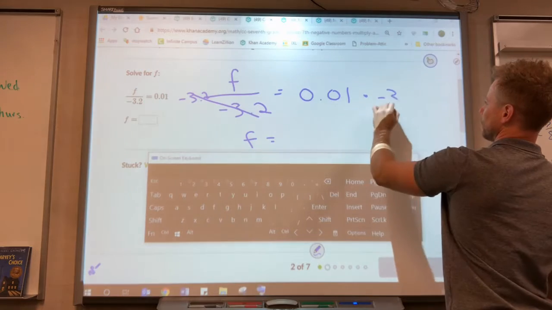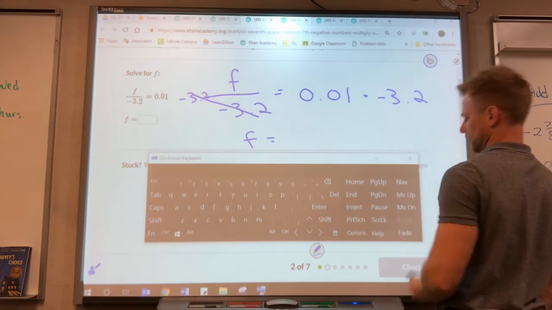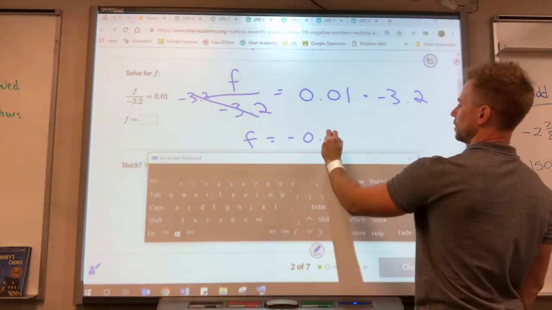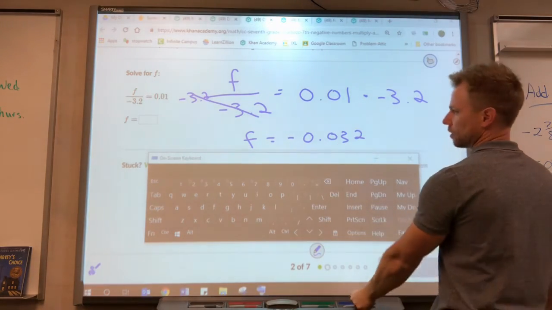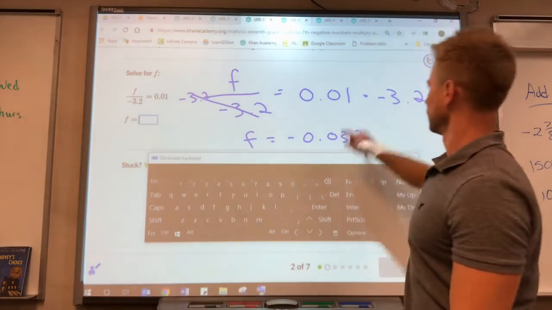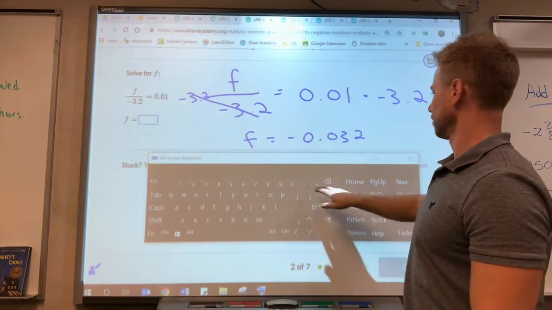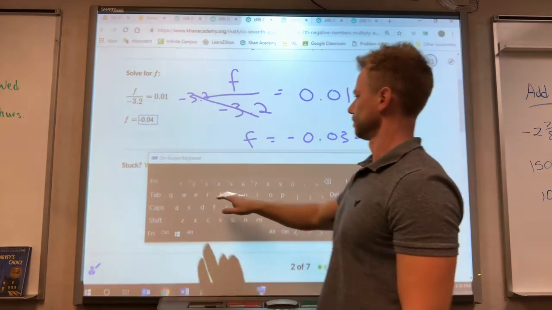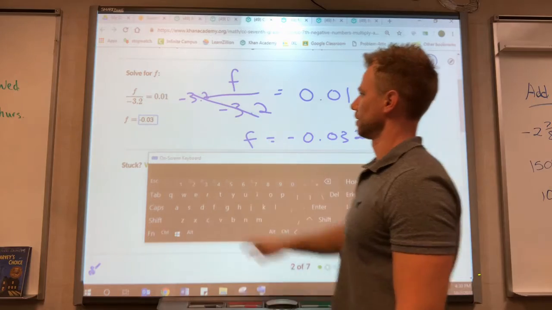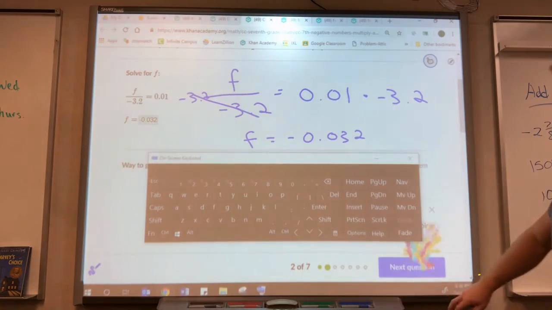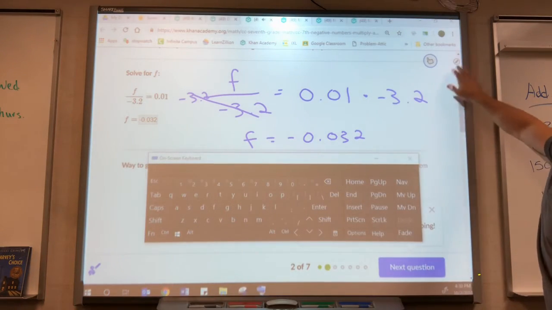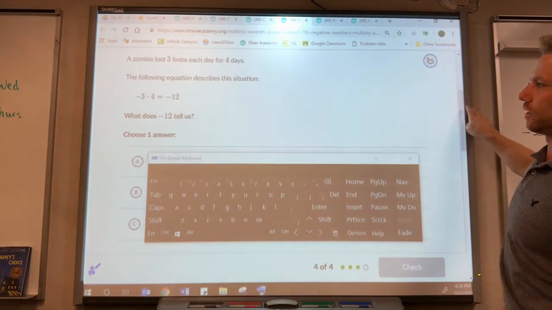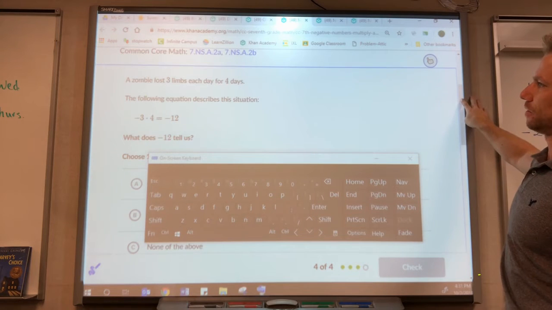What we do on one side, we do on the other side. So we multiply by -3.2. And that gives us -0.032 for our answer. And a negative and a positive makes a negative. Make sure we have the right numbers in there. Still, we are just using our rules for multiplication and division.